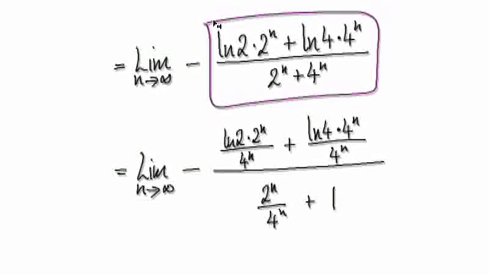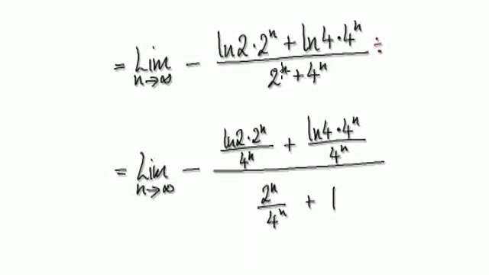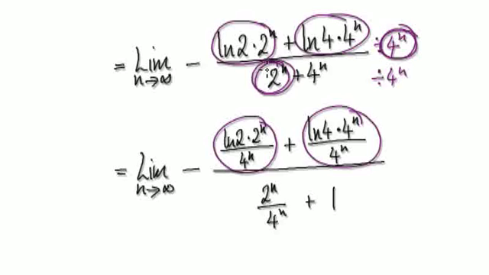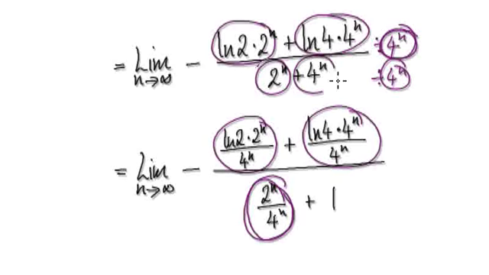So now from here, divide top and bottom by the higher of the two. So divide top and bottom by 4 to the power of n. So that means this thing divided by 4 to the power of n, that will then give you this. This thing here is actually 2 to the power of n, and this thing divided by 4 to the power of n will give you this. This divided by 4 to the power of n is 1.